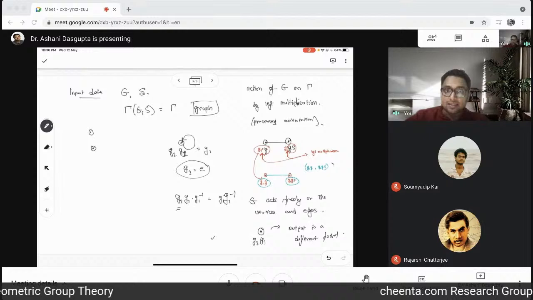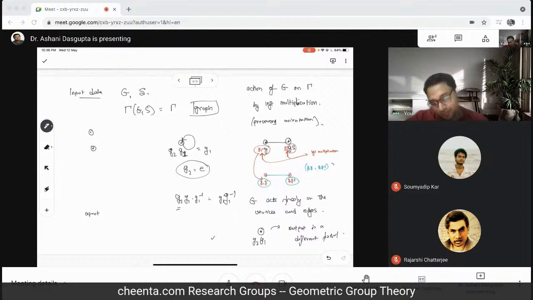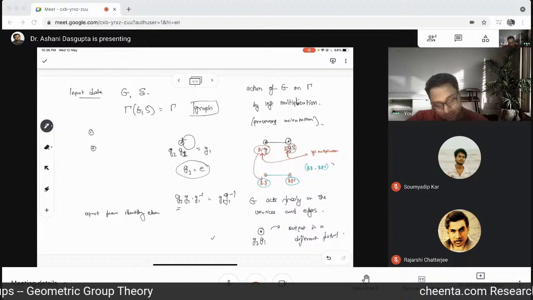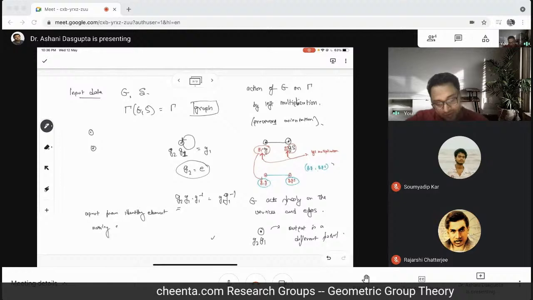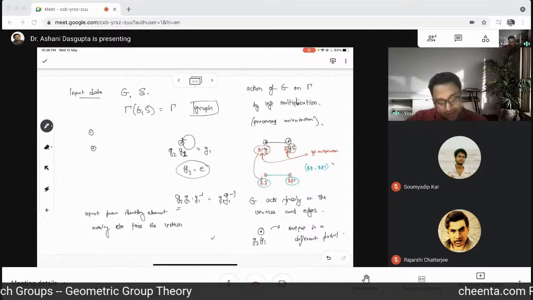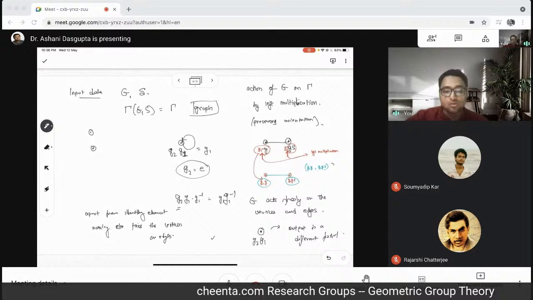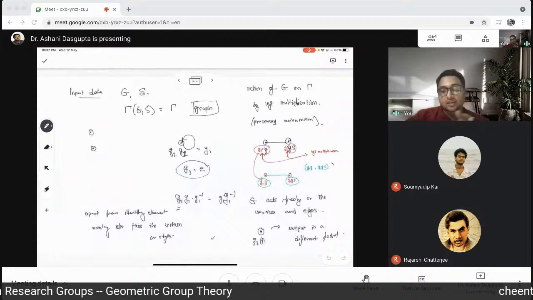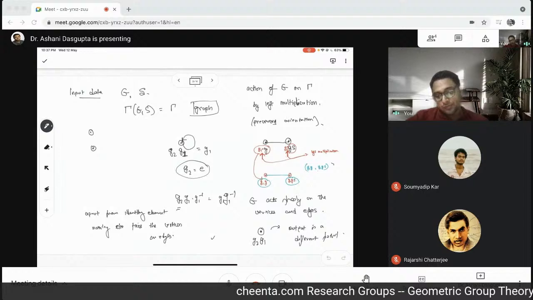So apart from the identity element, nothing else fixes the vertices or edges, which is great, that we now know that the action is free and there is an action by left multiplication of the group on the graph gamma. So we will be using those things here.